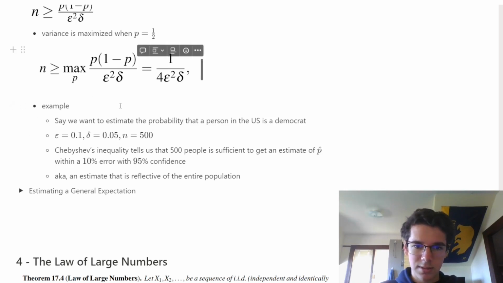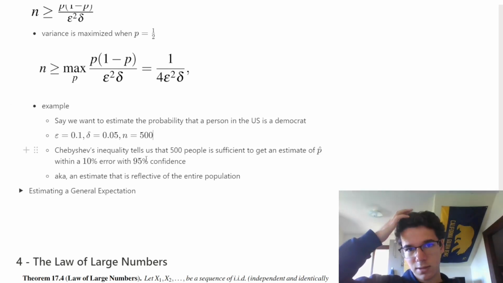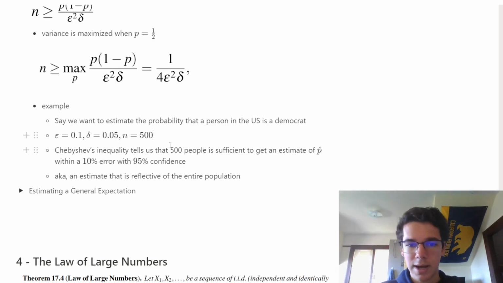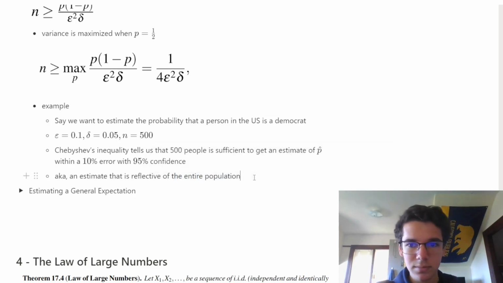So Chebyshev's inequality tells us that if we want to keep the error within 10%, such that we have 95% confidence, then we need to ask 500 people what their political affiliation is, to get an estimate that accurately reflects the political affiliations of the entire population. So, yeah, I think that puts things into perspective.